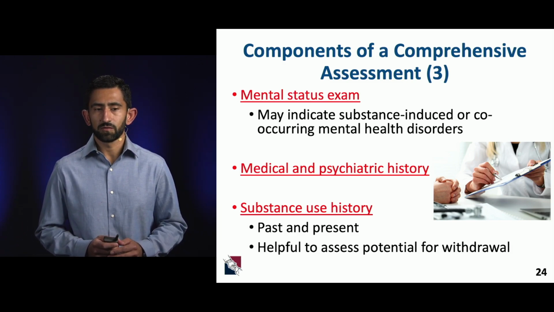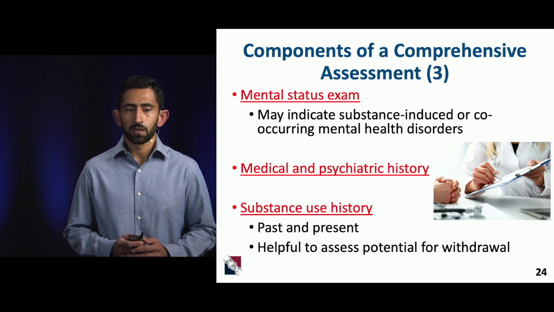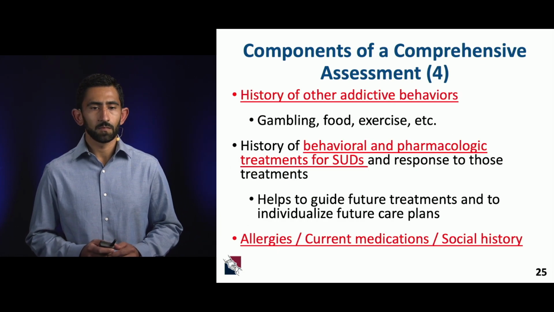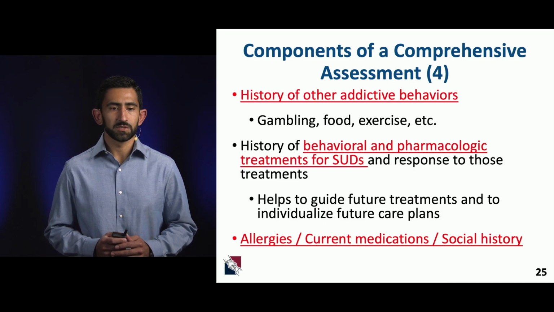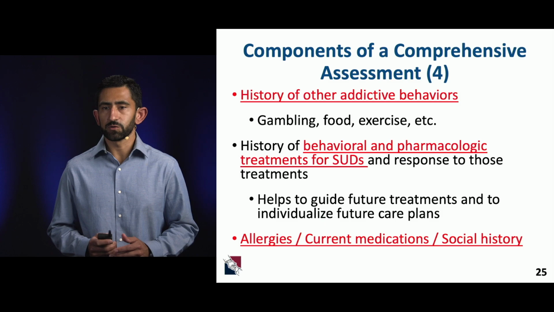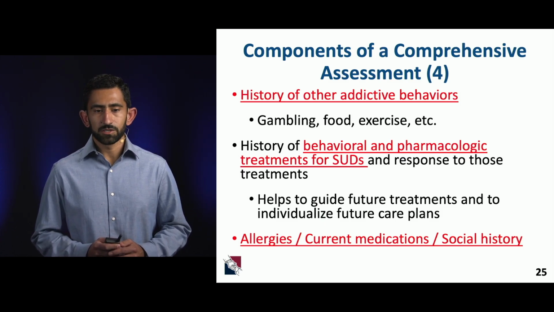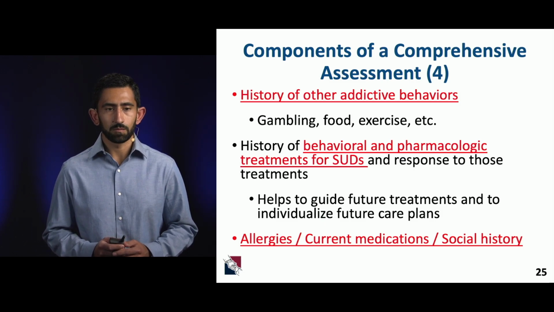A medical, physical, and substance use history is also helpful and may assess potential for withdrawal. A history of the patient's prior treatments for substance use disorders and their response to those treatments may help guide future treatment planning. Also, allergies, current medications, and social histories should be obtained as well.